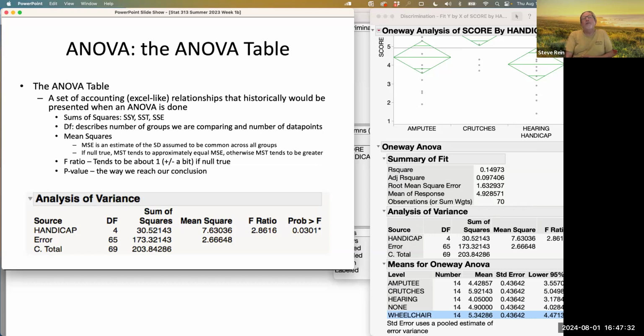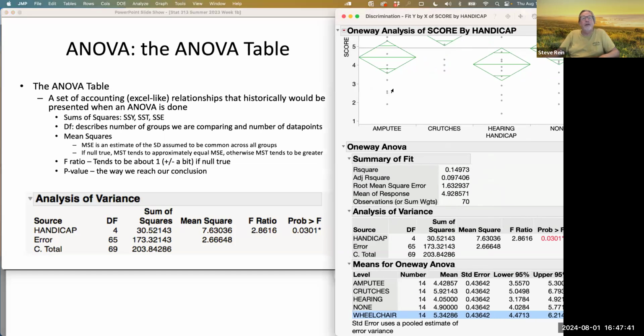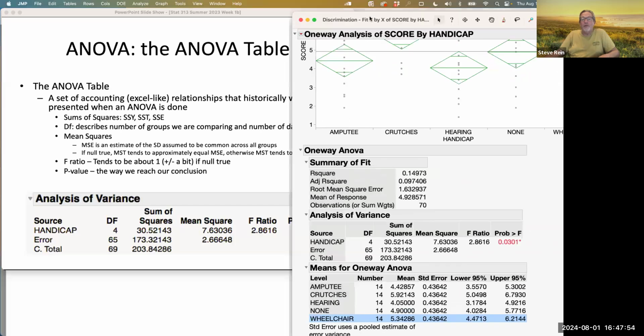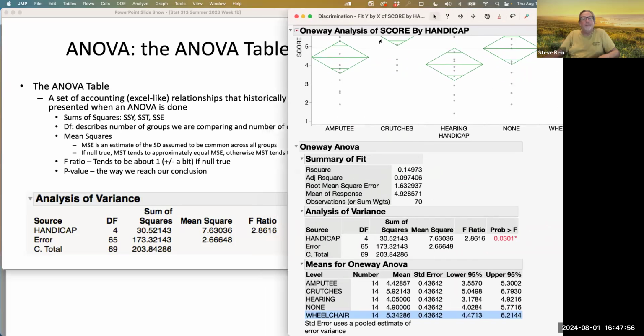This is what the ANOVA table is like. It's a set of accounting relationships that allows us to break apart our total variability, SSY, into what's due to our treatment variable, across the different groups, and then error, and then hit a conclusion about whether there is a relationship or not.